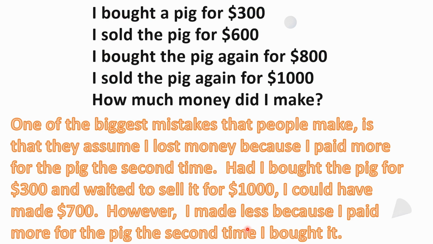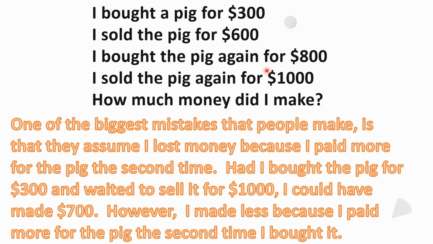So I'm going to cover this a little bit here. One of the biggest mistakes that people make is that they assume that I lost money because I paid more for the pig the second time. Some people get really stuck on that without really figuring it out. And the truth is, had I bought the pig for $300 initially up here and waited all the way here until the pig was worth 1,000, well, I would have made $700. But I made less than that because I paid more for the pig the second time I bought it.